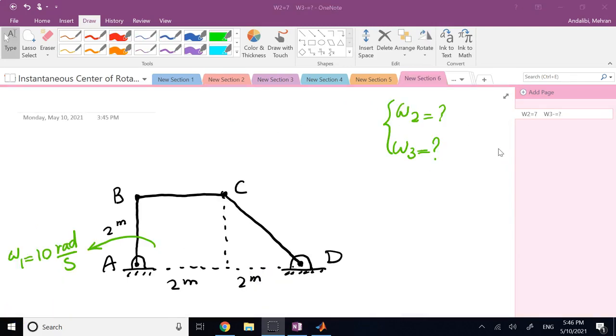Okay, here to provide you with numerical examples, consider this 4-bar linkage ABCD, and omega of the input AB is 10 radians per second counterclockwise. You want to find omega 2 of member BC and omega 3 of member CD.